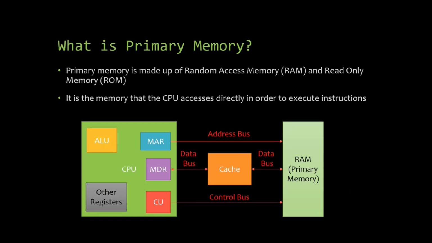So you can see with the von Neumann diagram of the CPU and the RAM and how the buses communicate with the different components, such as the memory address register, memory data register, and the control unit, and then the cache in the middle.